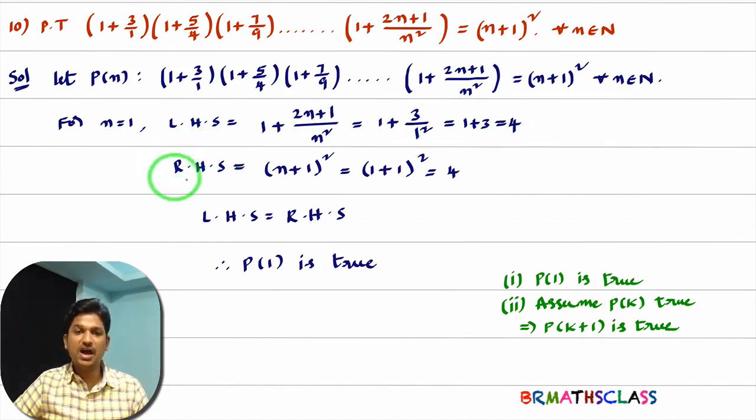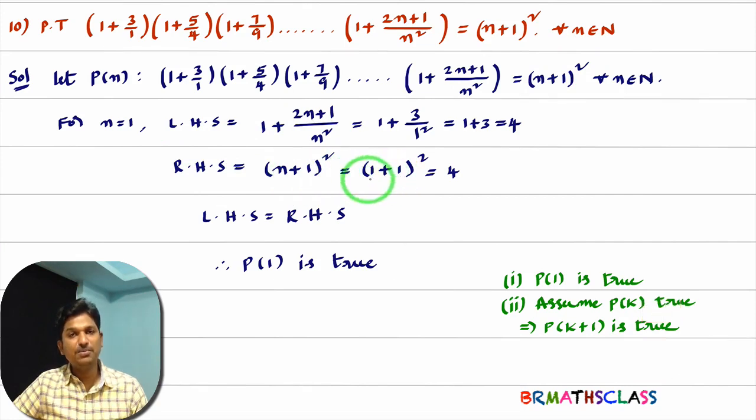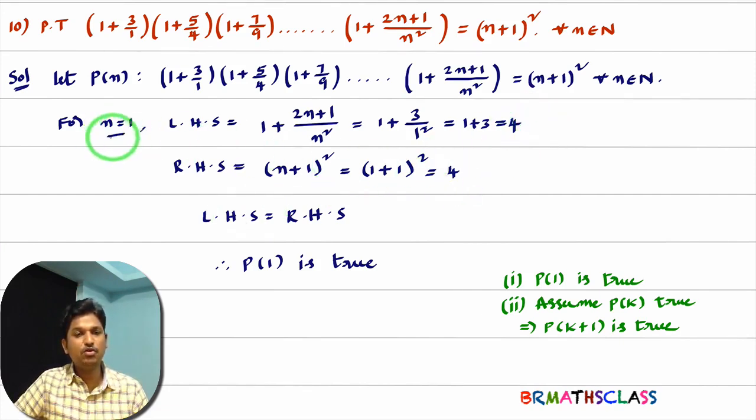Now you consider RHS of P of n. What is that? N plus 1 whole square. In this, in place of n, you write 1. 1 plus 1, that is 2. 2 square is 4. So what we got here? We got LHS equal to RHS. This we got for n equal to 1. That means we can say that P of 1 is true. So first part in this is completed.